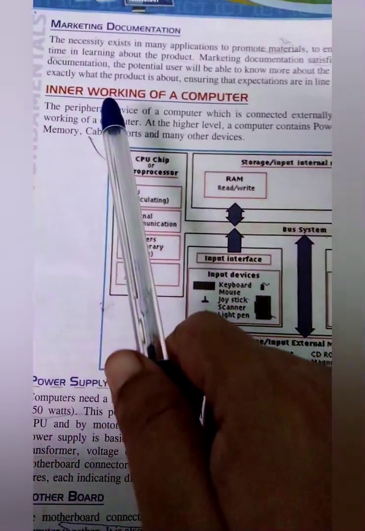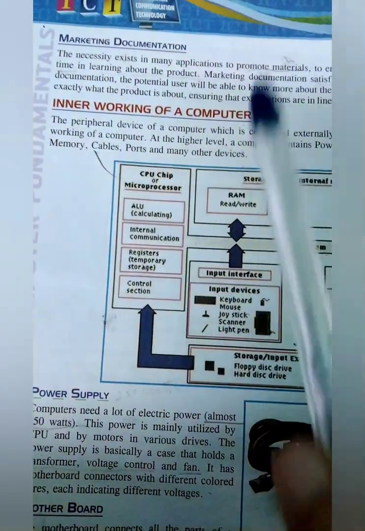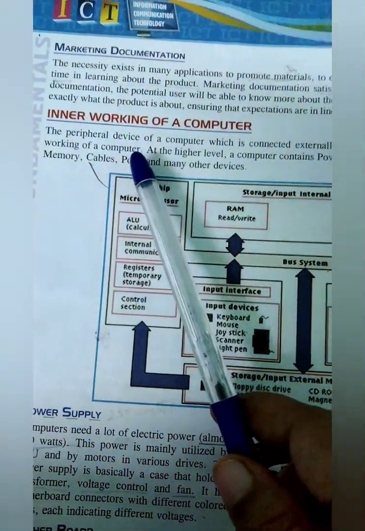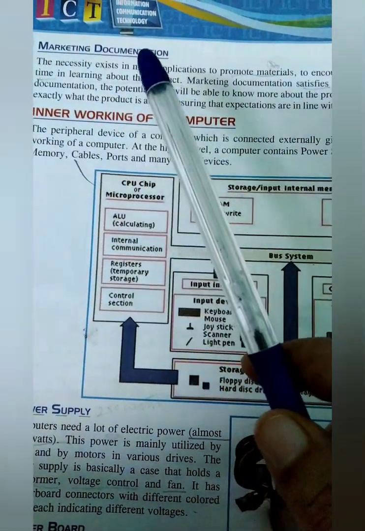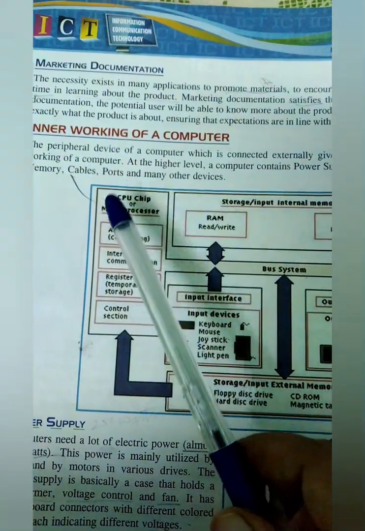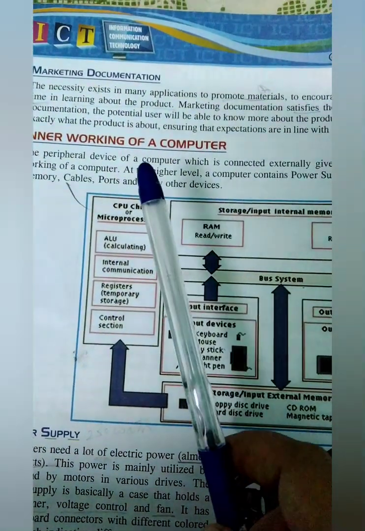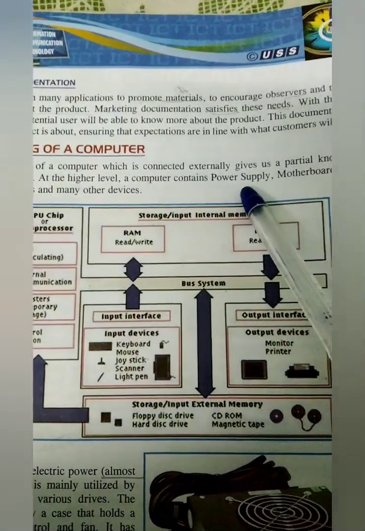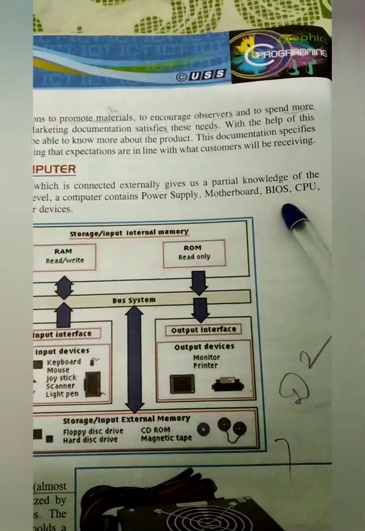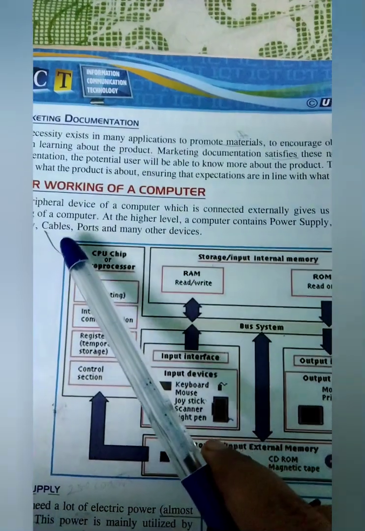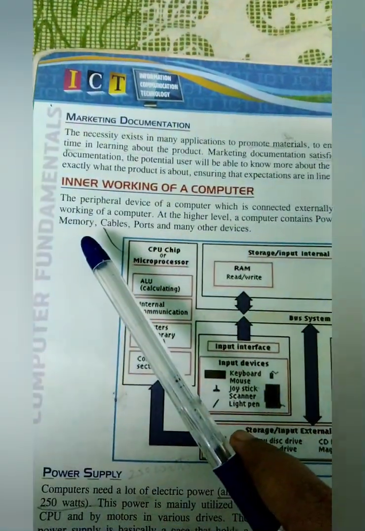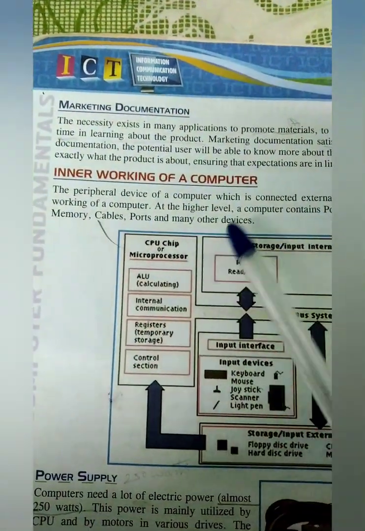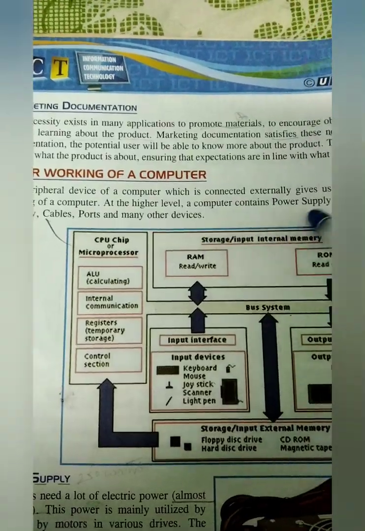The next topic is the inner working of a computer. As we all know, peripheral devices are the devices which are connected externally to the computer. So we all have some knowledge about peripheral devices, but at the higher level, the computer contains a power supply, motherboard, BIOS, CPU, cables, ports, and many other devices. So we are going to discuss this in detail.